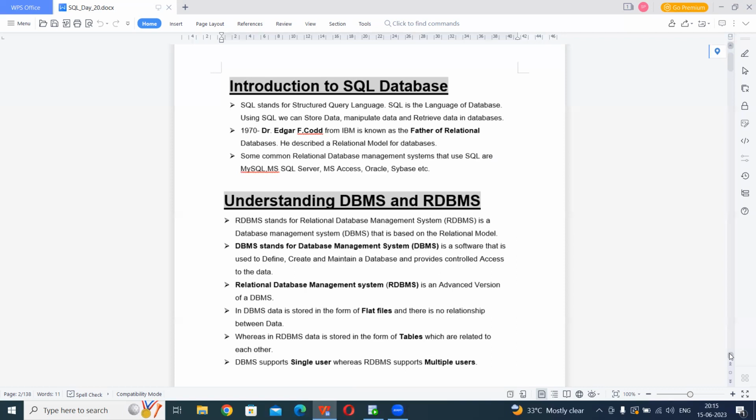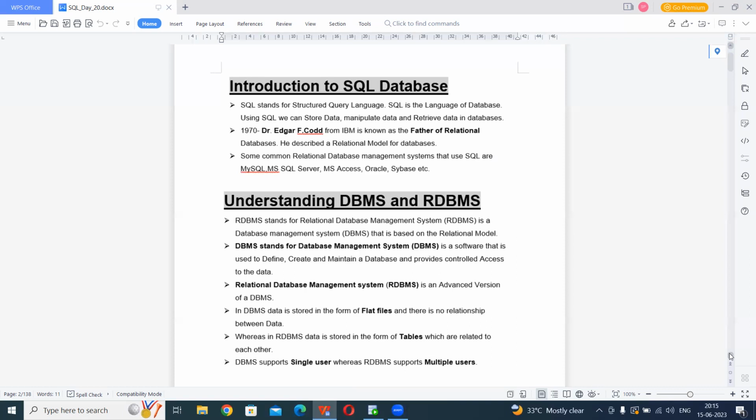Who developed this? In 1970, Dr. Edgar F. Codd from IBM developed this. So we call him the father of relational databases, since he described a model for all the databases.